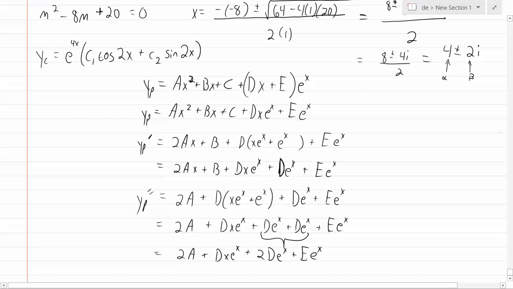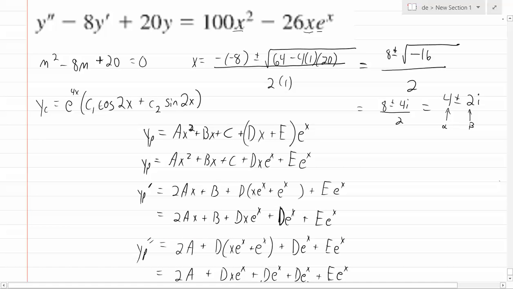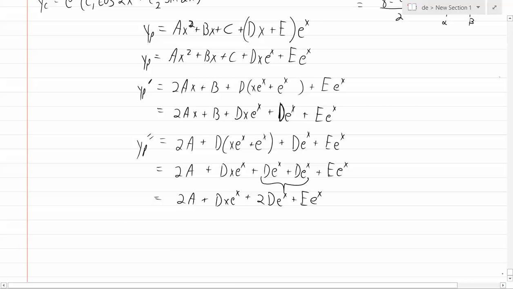All right. So now we have y sub p, y sub p prime, and y sub p double prime. So now I need to go back to my original differential equation up here. I'm going to plug y sub p prime in here. I'm going to say negative 8 times y sub p prime here. Then I'm going to say 20 times y. All right. Very easy to mess up on this problem. Let's see. Hopefully I won't.